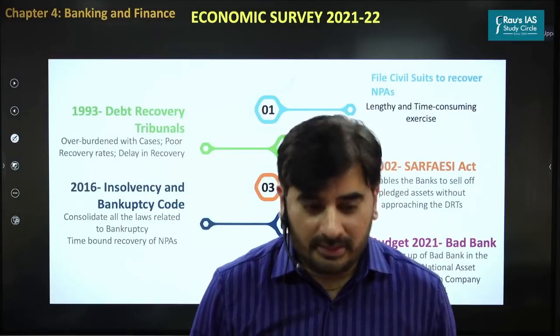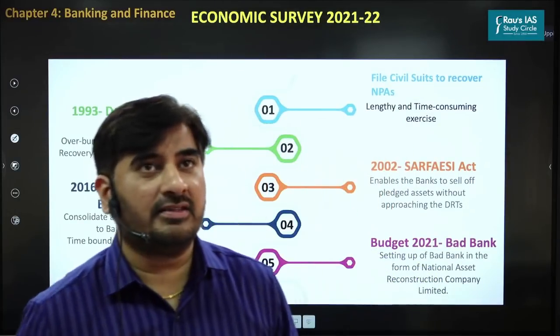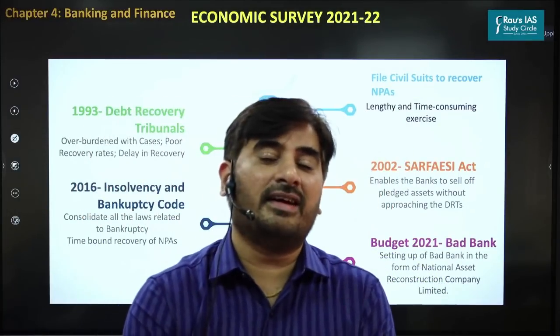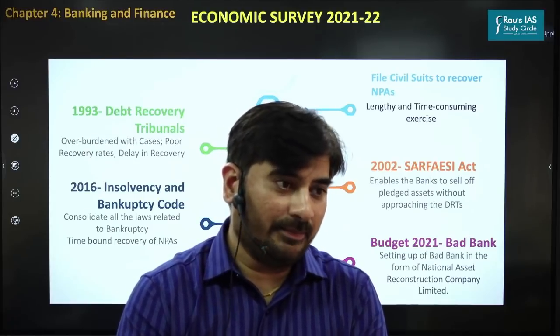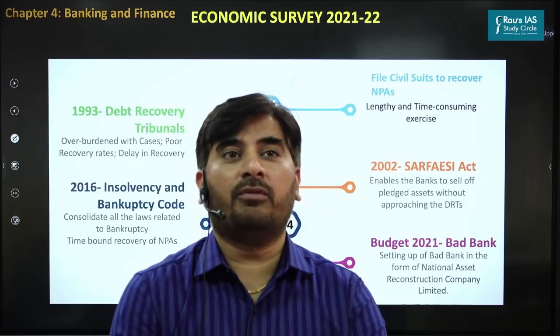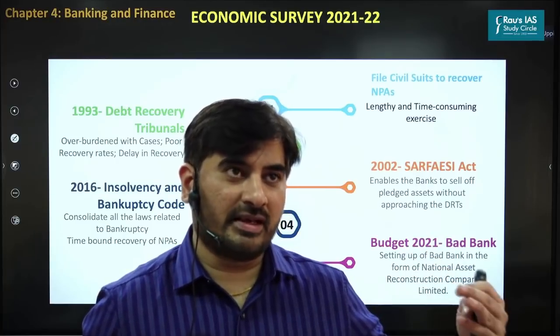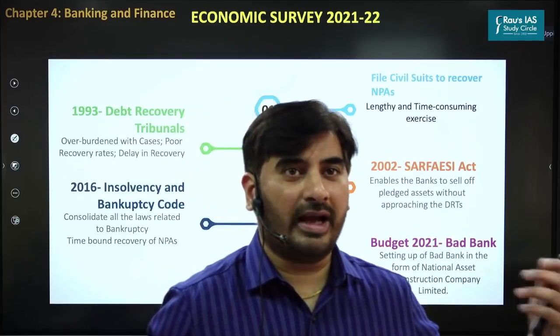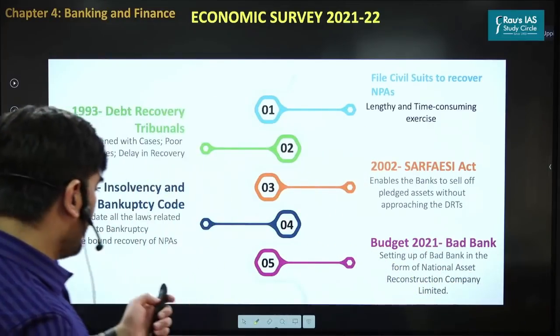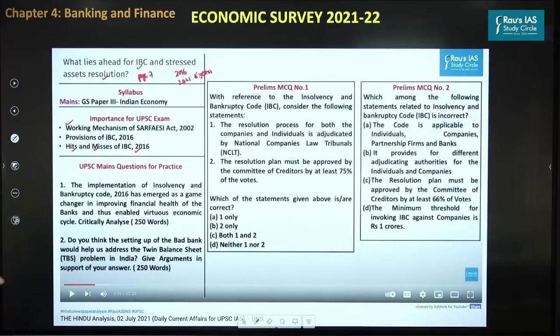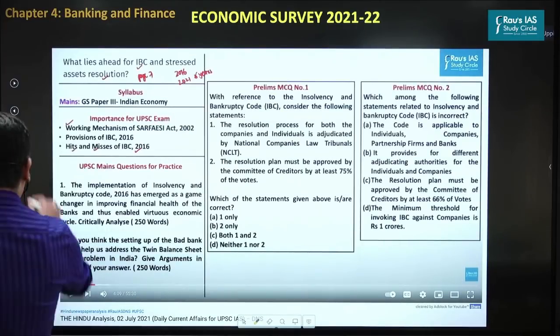Okay. The last topic of this particular chapter is with respect to various steps taken by the government for the resolution of non-performing assets. That is debt recovery tribunals, SARFAESI Act, IBC code, and so on. As far as this particular topic is concerned, I have discussed this topic in the DNS dated 2nd of July 2021.